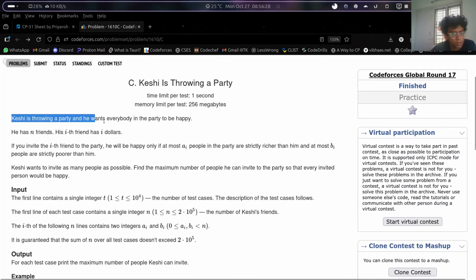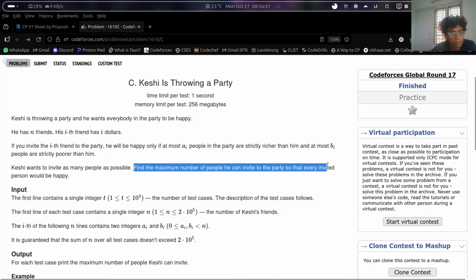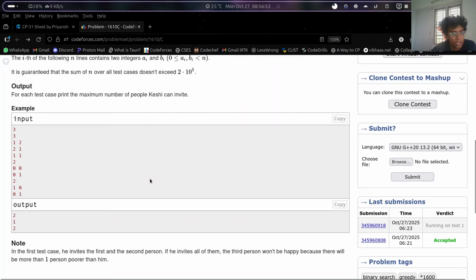Keshi is throwing a party and he wants everybody in the party to be happy. He has n friends and his ith friend has i dollars. If you invite the ith friend to the party, he'll be happy only if at most a_i people are strictly richer than him and at most b_i people are strictly poorer than him. Keshi wants to invite as many people as possible. Find the maximum number of people he can invite so that every invited person is happy. And then we have some values of a_i, b_i.